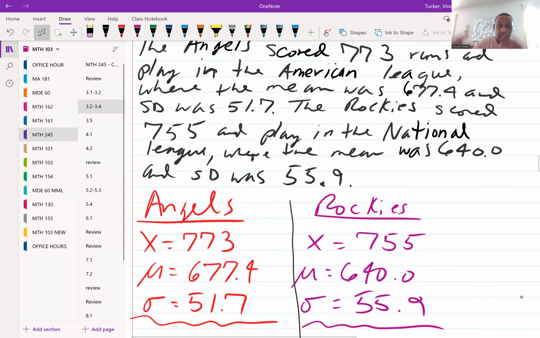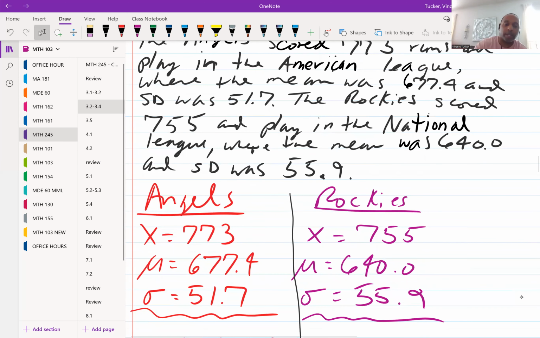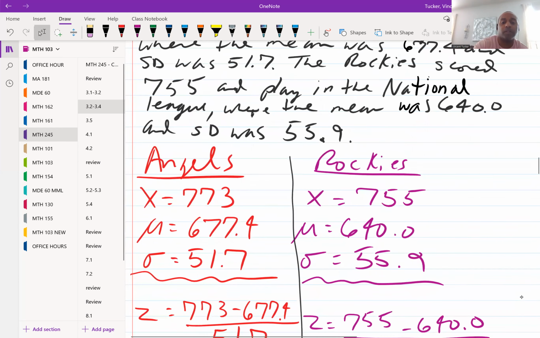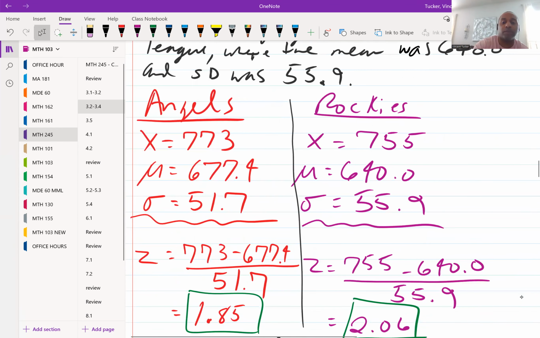This is the information we pulled from the problem. The Angels had runs of 773. The mean in the American League was 677.4, standard deviation 51.7. The Rockies had runs of 755. The mean there was 640, with standard deviation 55.9. Once again, that's no calculation, we just pulled that from the problem. Now we convert both of them to z-scores.